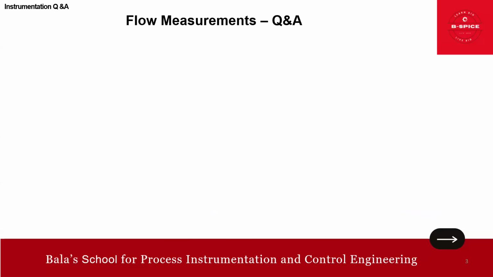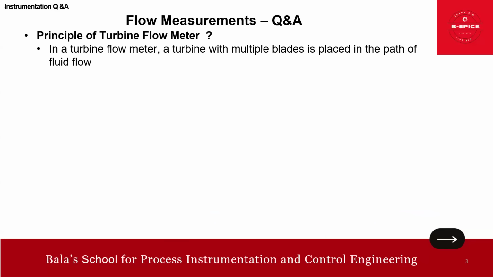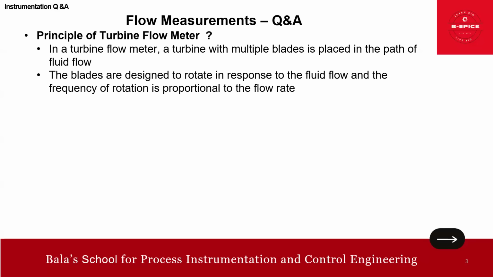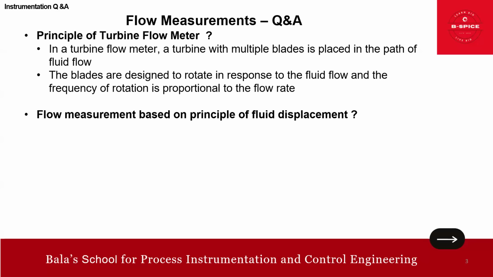Okay, so now a few more. Principle of turbine flow meter. Of course, we have covered it in detail, but I'm just giving short notes. In a turbine flow meter, a turbine with multiple blades is placed in the path of the fluid flow. Very simple. The blades are designed to rotate in response to the fluid flow. As the fluid falls on the blade, it starts to rotate, and the frequency of rotation is proportional to the flow rate. Very simple. That is about the turbine.